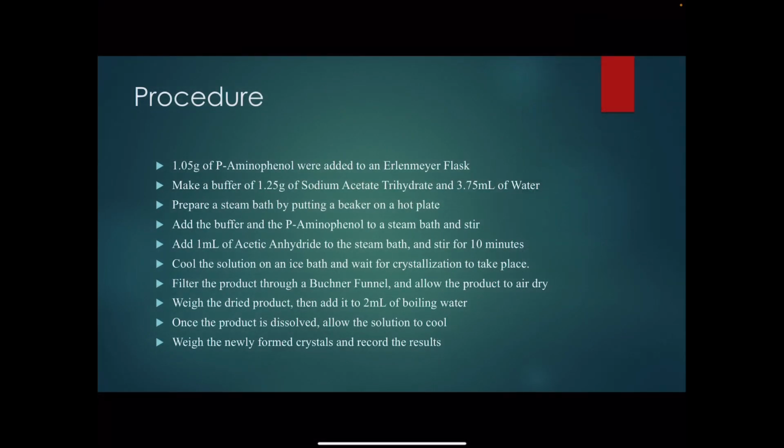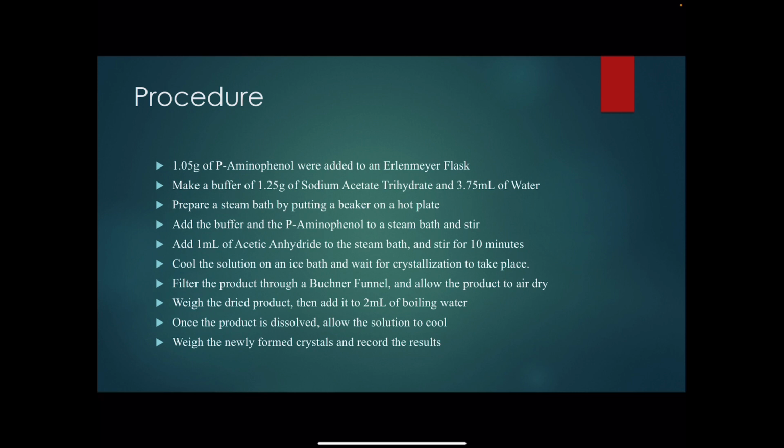Here is my procedure for synthesizing acetaminophen. First, you're going to start with 1.05 grams of p-aminophenol, and you're going to add them to an Erlenmeyer flask. The reason I chose 1.05 is because we were given 3 to start with, and I wanted to have enough to repeat in case I messed up the experiment somewhere.